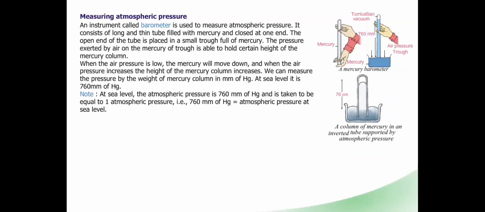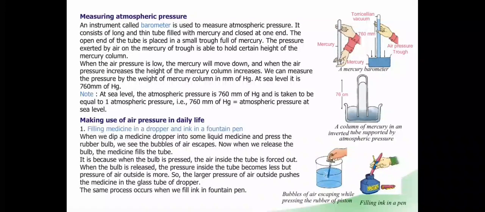When the air pressure is low, the mercury will move down, and when the air pressure increases, the height of the mercury column increases. We can measure the pressure by the height of the mercury column in mm of Hg. Hg is the symbol of mercury. At sea level, it is 760 mm of Hg.